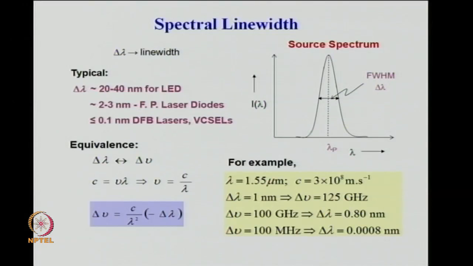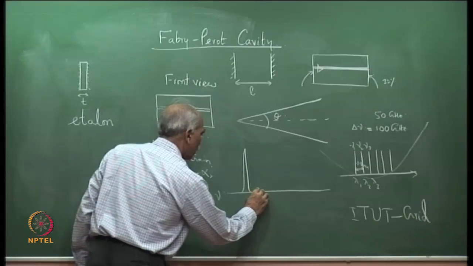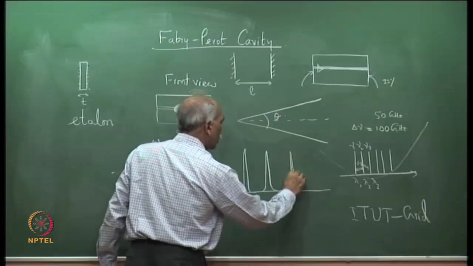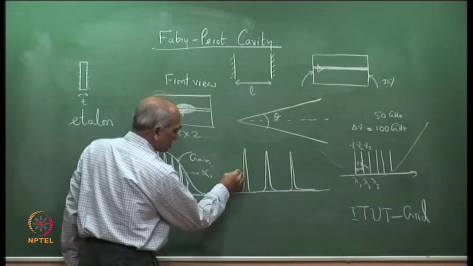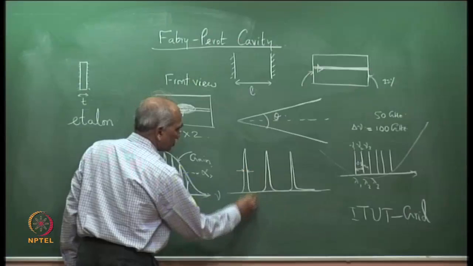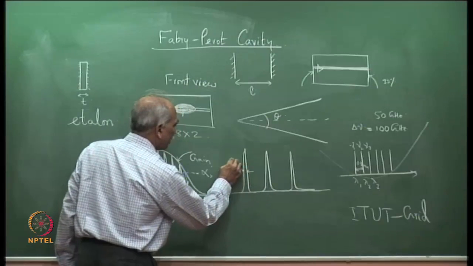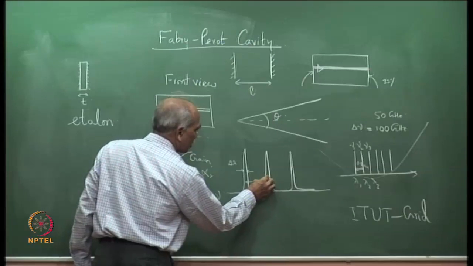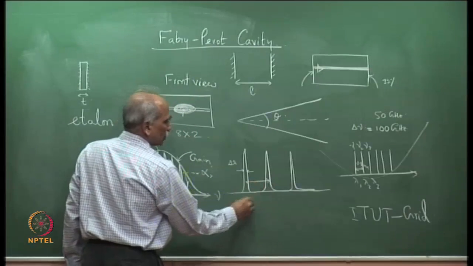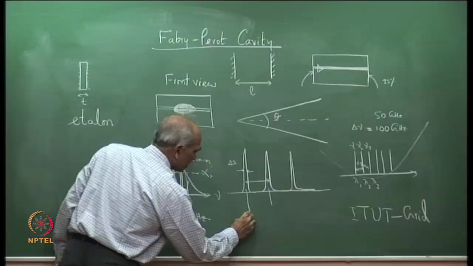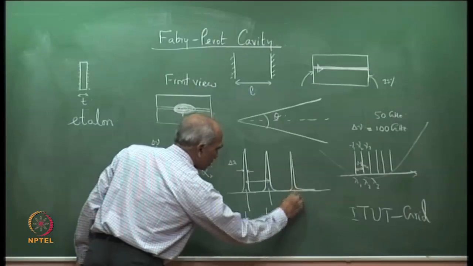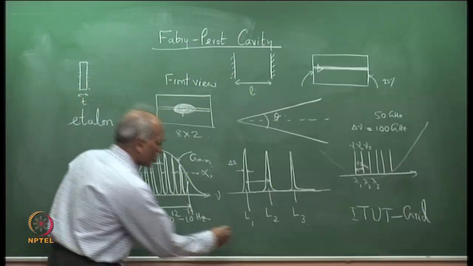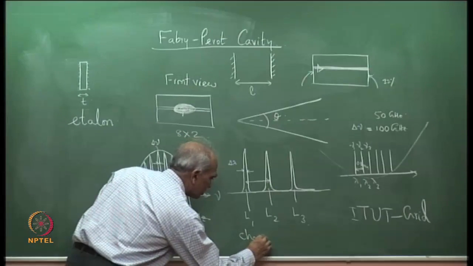So, each channel here, this is the line width of the laser, delta lambda. This is the channel separation. So, there are lasers L1, L2, L3, which are laser diodes corresponding to different channels.